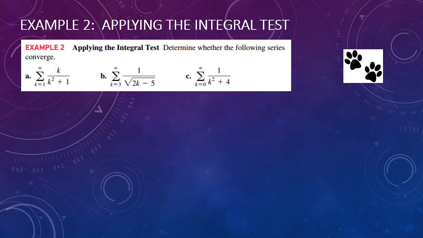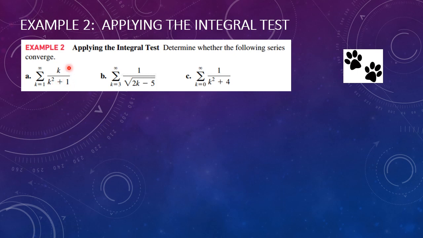So let's look at our next example, example 2, applying the integral test. Let's do this first one together, and then you can try the other two, hitting pause and trying the other two. First, let's use the divergence test: apply the limit as k goes to infinity, and see if a sub k equals 0 or doesn't equal 0. If it doesn't, then it's diverging, and then they're both diverging anyway.